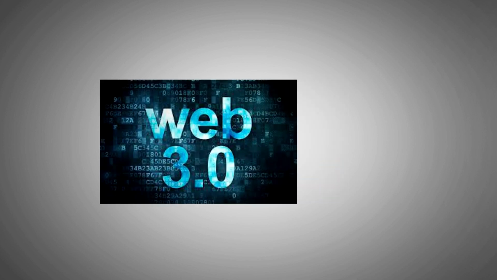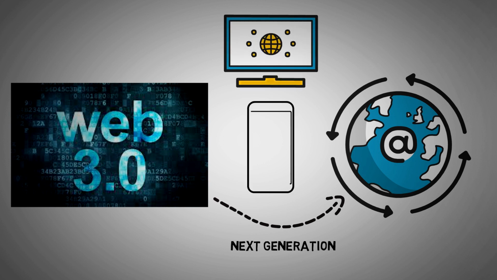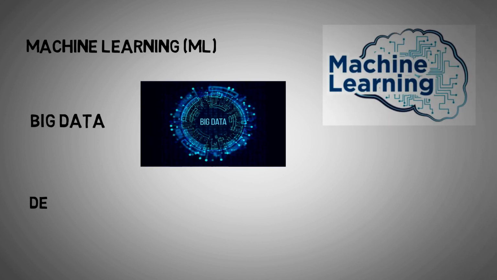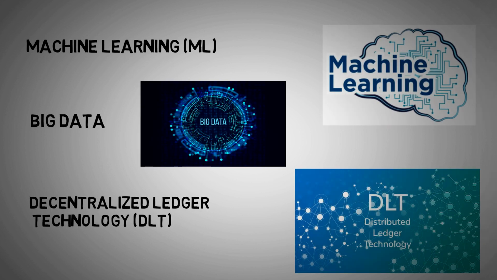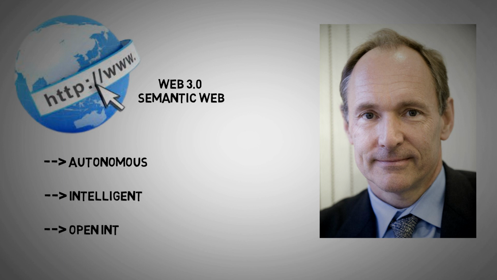Web 3.0 refers to the next generation of the internet, in which websites and apps will be able to handle data in a clever, human-like manner using technology such as machine learning (ML), big data, and decentralized ledger technology (DLT), among others. Tim Berners-Lee, the inventor of the World Wide Web, dubbed Web 3.0 the semantic web, with the goal of creating a more autonomous, intelligent, and open internet.